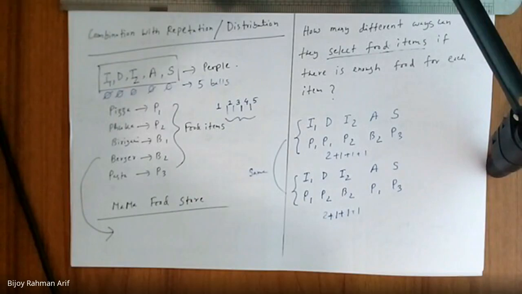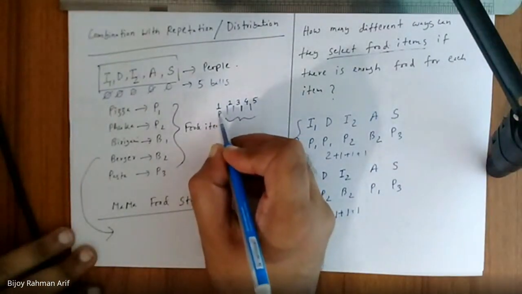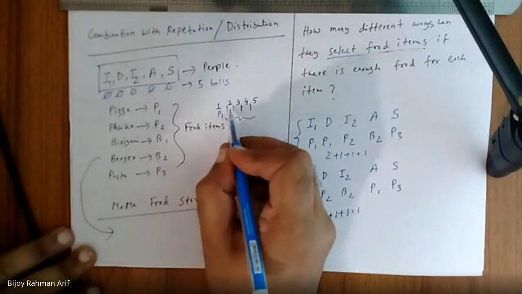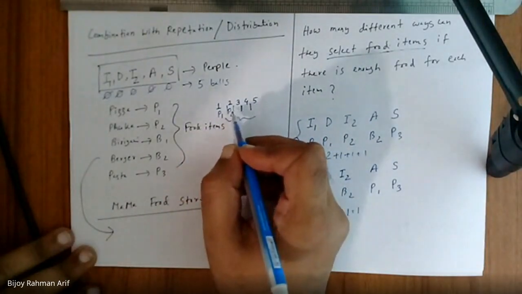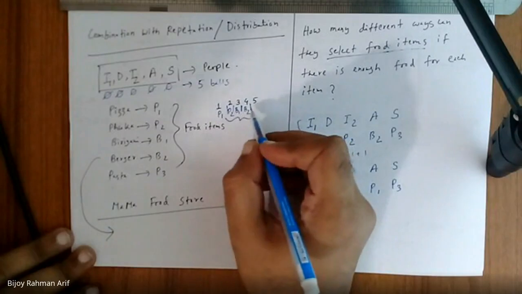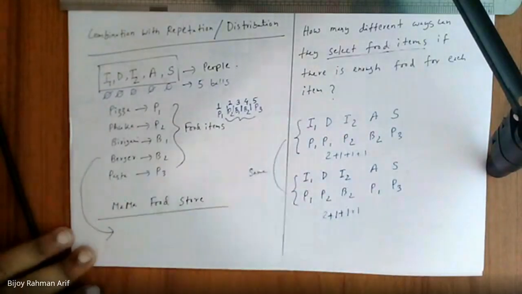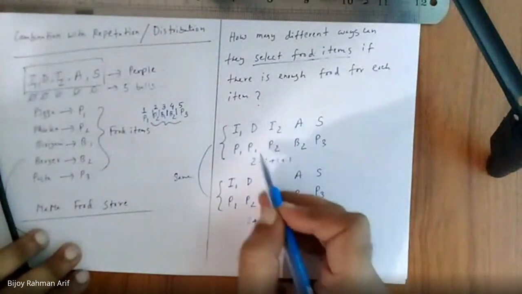Yes. Okay. Now, this empty space is nothing but pizza. This empty space is nothing but fuska. This empty space is nothing but biryani. This empty space is nothing but burger. And this last empty space is nothing but pasta.